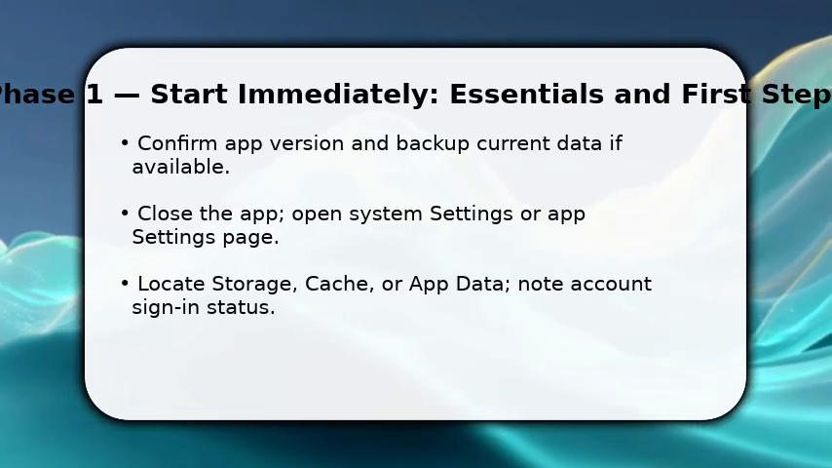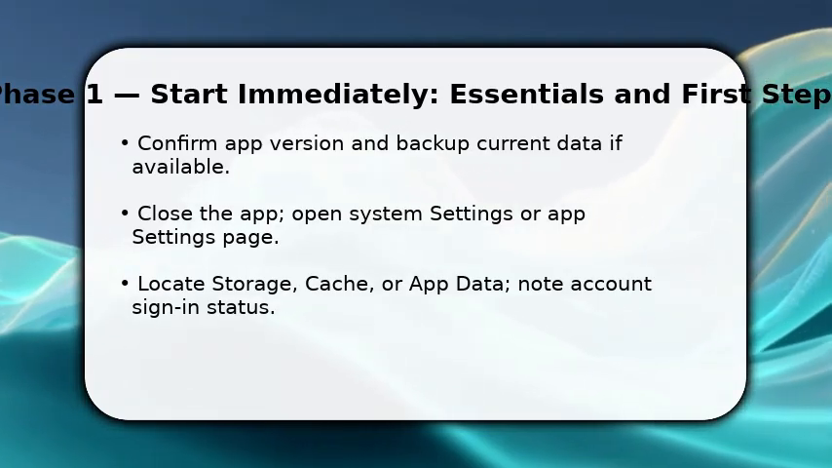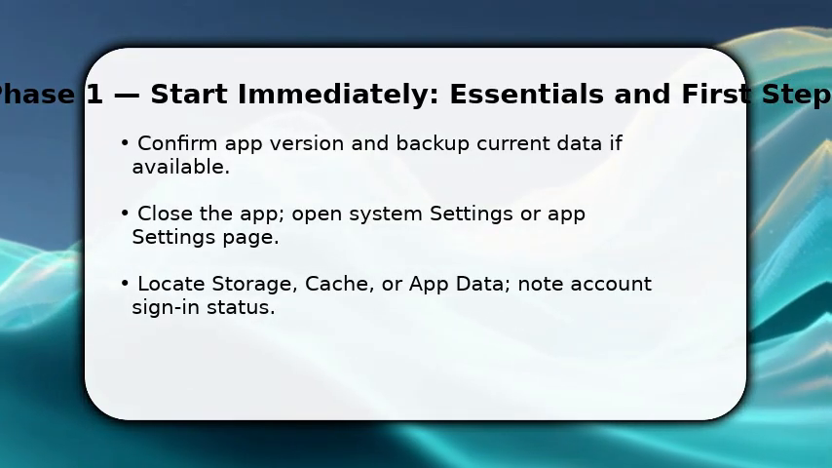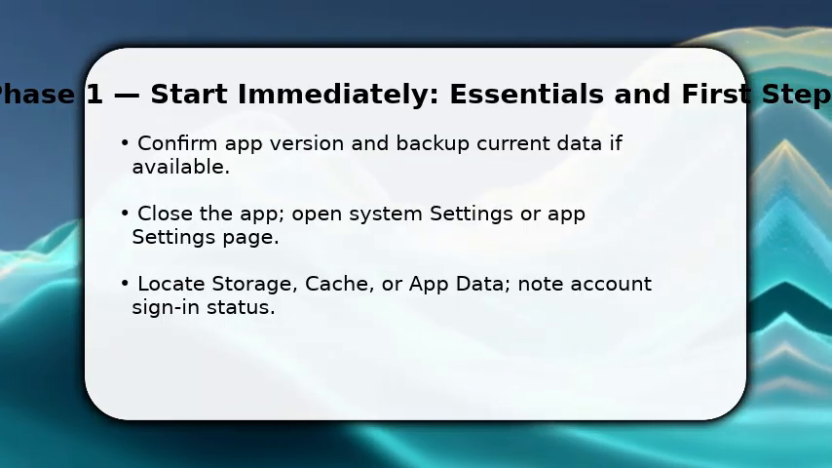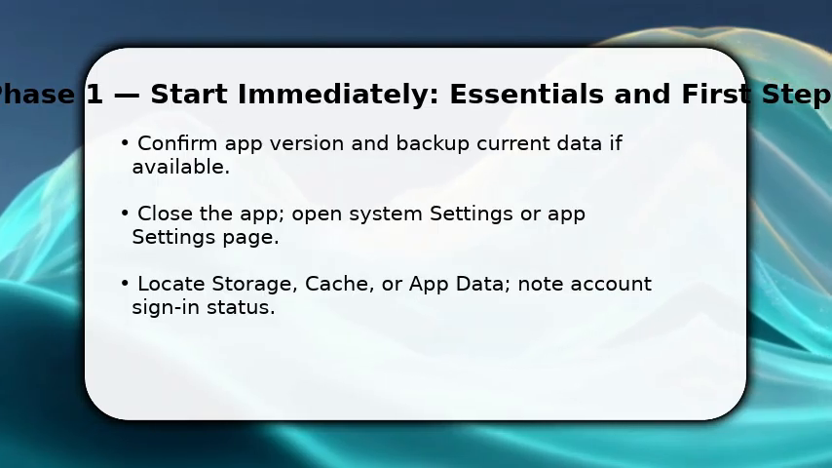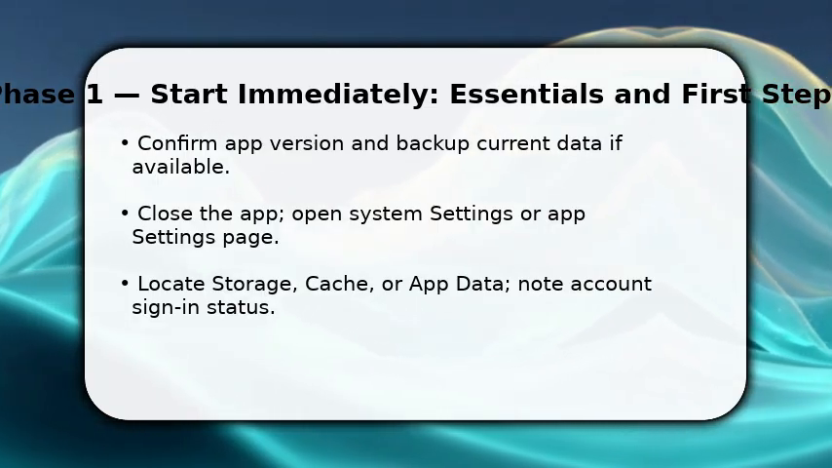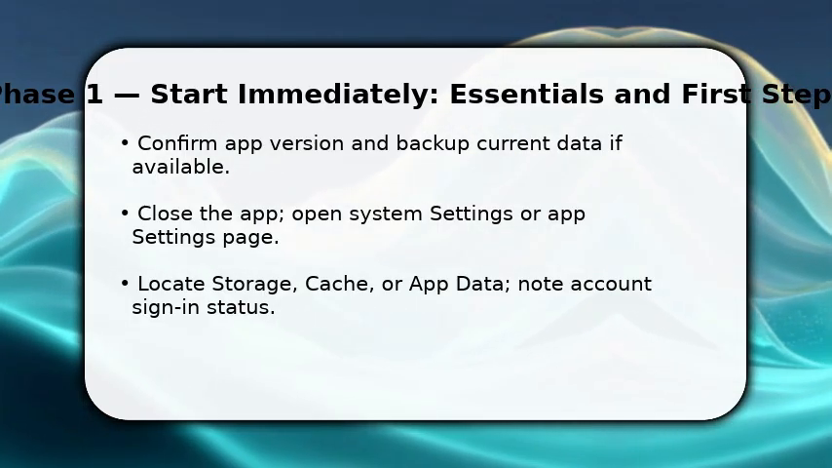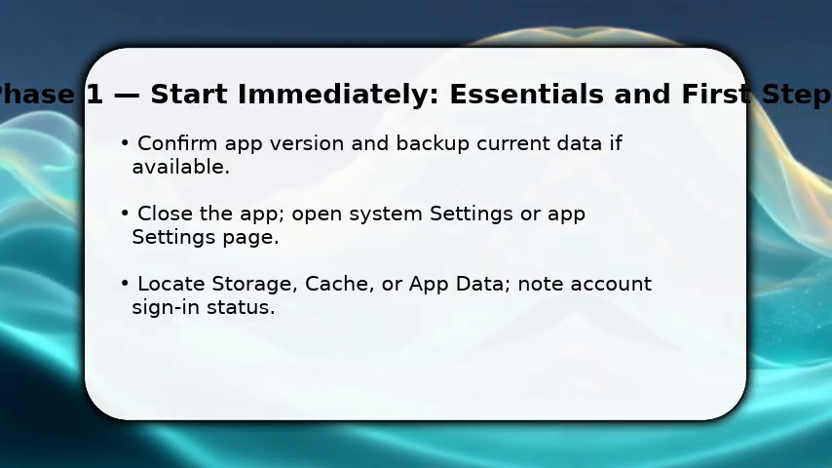You start by confirming the app version and making a quick backup if the app allows it. This protects settings and accounts. Once done, close the app fully and go straight to the device settings or the app's own settings page so you don't waste time. Make sure you note whether you're signed in, because clearing history can log you out.